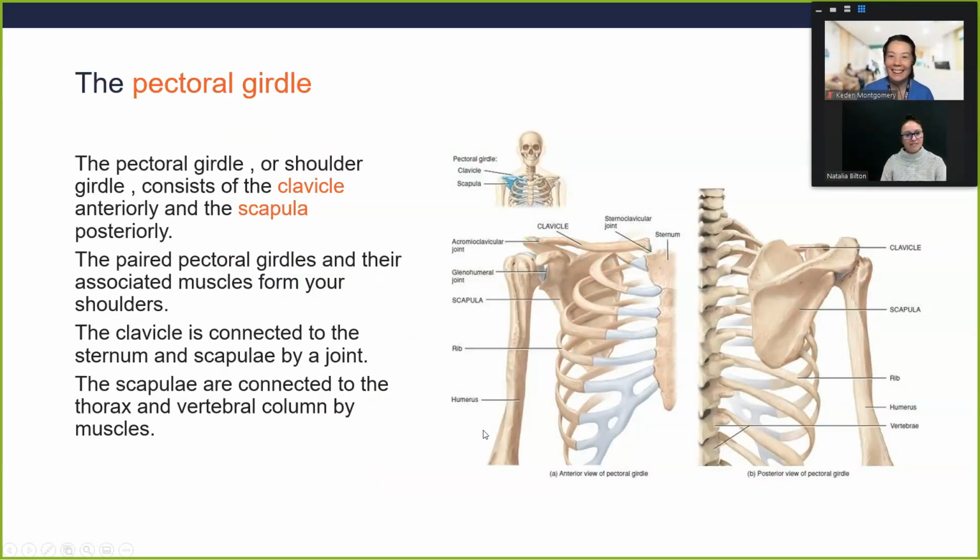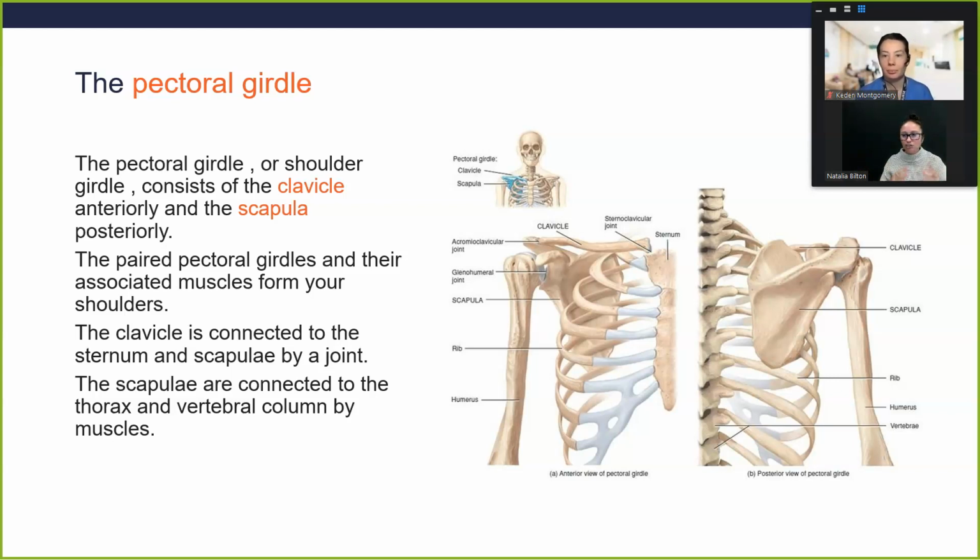All right, let's have a look at the pectoral girdle. The pectoral girdle or shoulder is made up of the clavicle and scapula. Can you have a look here? The clavicle, there it is there, and that is the scapula. The bones are very, very unusual in shape. What that is designed to do is allow movement of your upper limbs, okay?